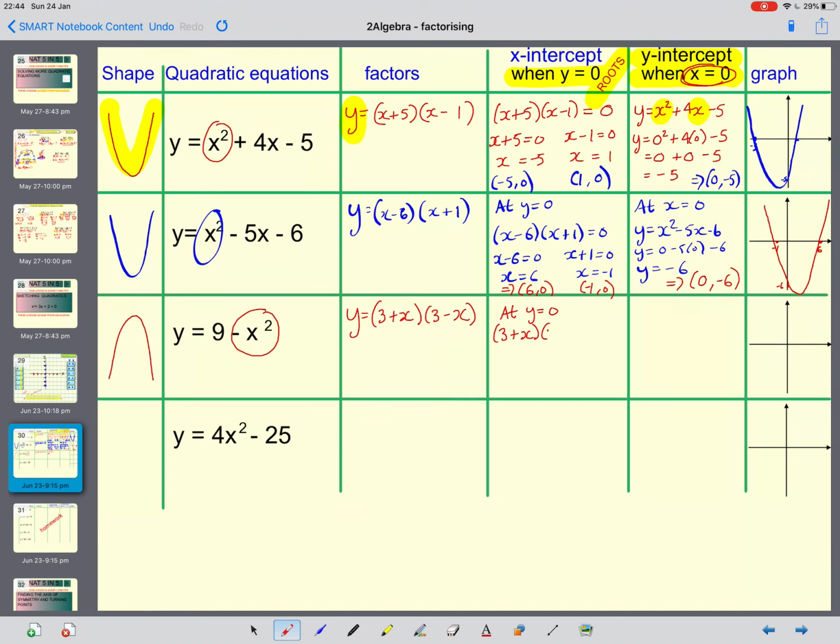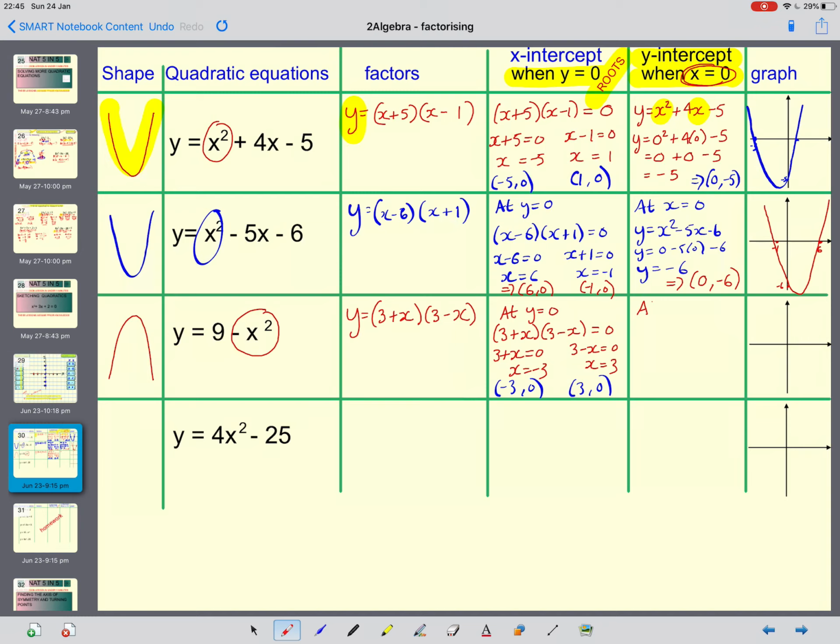3 add x. Just write this out equals 0. Right, okay, so 3 add x equals 0. So x must equal negative 3. 3 take away x equals 0. So x must equal 3. If you just write the coordinates, so it's negative 3, 0, and 3, 0.